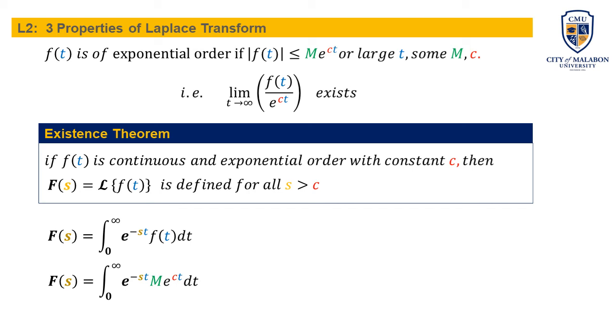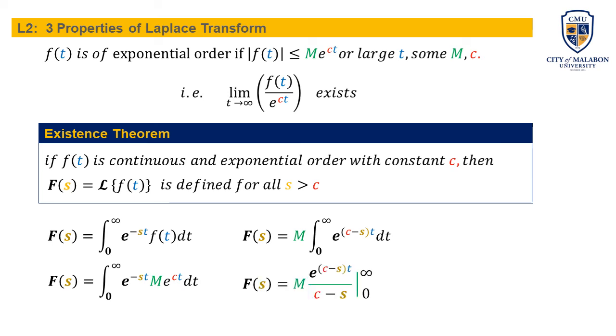Now, according to the existence theorem, we will have a Laplace transform for exponential order functions, provided that our s is greater than c, which in this case is the exponent of e. So all of our s should be greater than c. Okay? So let's solve. F of s is equal to m, since that is a constant, the integral from 0 to infinity of e to the (c minus s)t dt. So that's what it looks like, right? Now let's evaluate our integral.